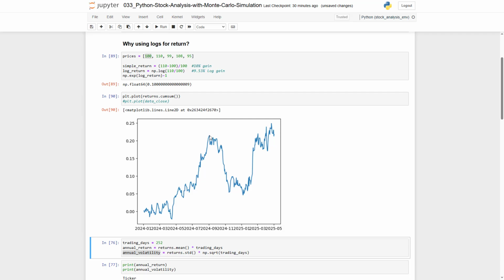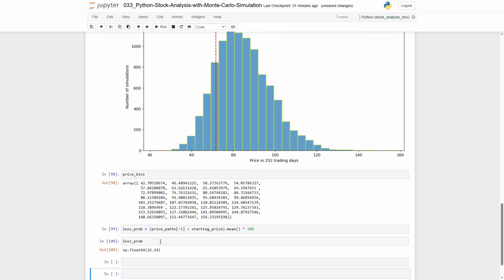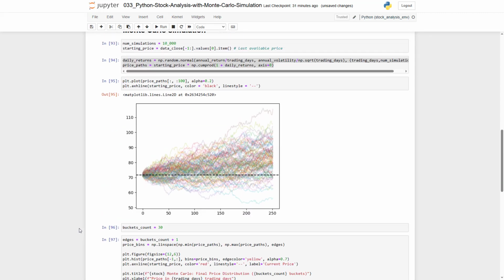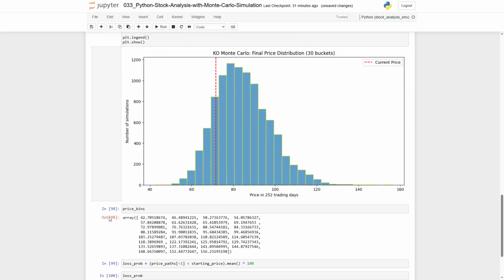I'm just thinking. Yeah, let's see. No, here the loss probability is only 16%. So the thing is that you can actually massage the data quite a lot, depending on what you want to show to whom and what is your target.